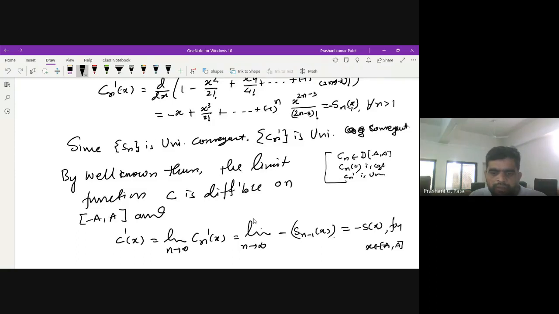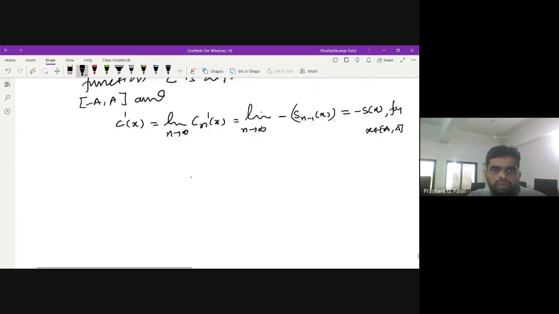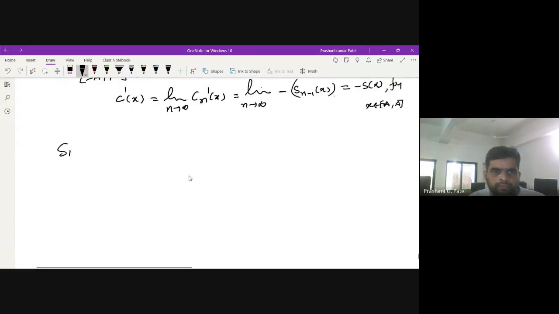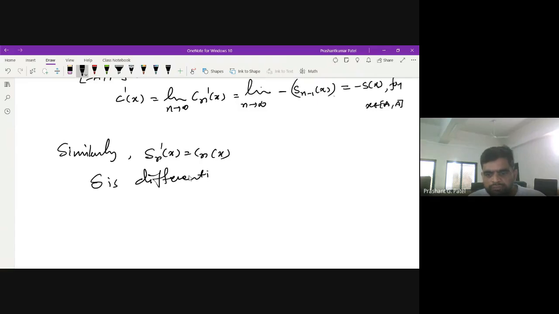And by a similar argument, Sn dash of x is Cn of x. As Cn is differentiable, Sn is differentiable. Again using the same argument as we did, we say that S is differentiable because S is the limit of the Sn, and S dash of x is C of x for all x belonging to R.